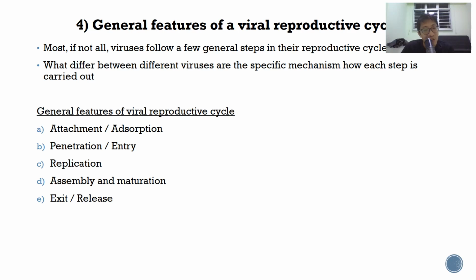follow certain general steps. Even though they have different mechanisms and different details in terms of the description of their reproductive cycle, it does follow a general process, some general steps. Later, you'll be learning about individual viruses. There are about 4 to 5 examples of viruses that you will learn, and you will see that their reproductive cycles are all different, but they do follow the general steps.